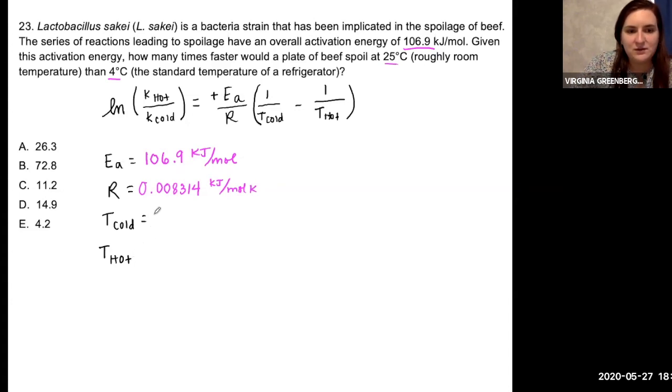And then I have my cold temperature, which is 4 degrees Celsius. But of course I want that in Kelvin instead of Celsius. And the same goes for my hot temperature.